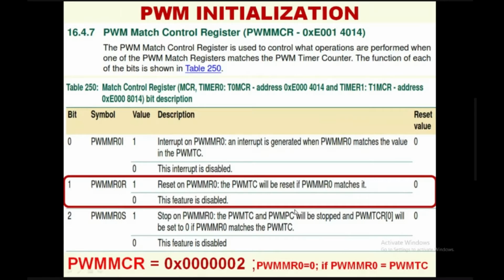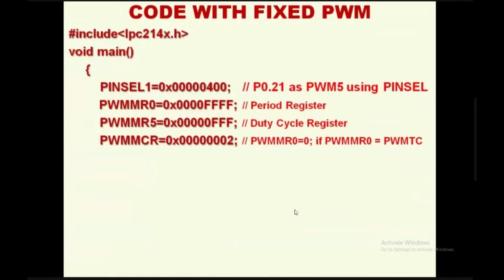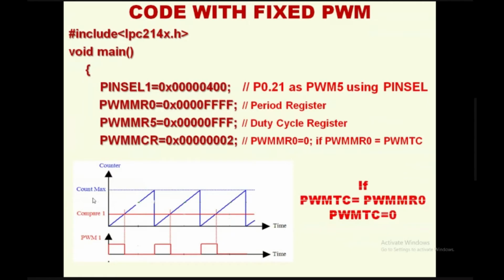So with respect to LPC2148, this is the syntax. This line has to be entered next in our code, right? PWM match control register equals 0x00000002. So this is the initialization of pulse width modulation with respect to LPC2148. After this, some more things have to be initialized.